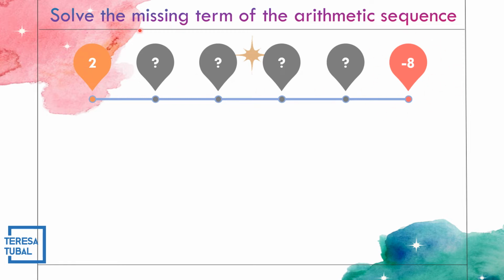The formula to get the missing term of the arithmetic sequence, first, we need to identify the common difference. The formula for the common difference, D, is equal to a sub n minus a sub 1 all over n minus 1. So 2 is our first term, negative 8 is our last term. Let us replace. That becomes negative 8 minus 2, and if we count from 2 up to negative 8, 1, 2, 3, 4, 5, 6. So that is 6 minus 1.